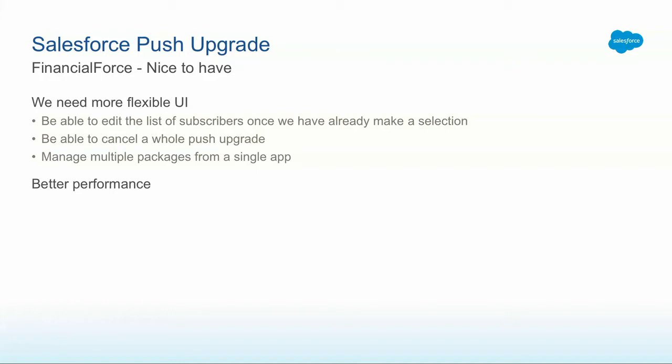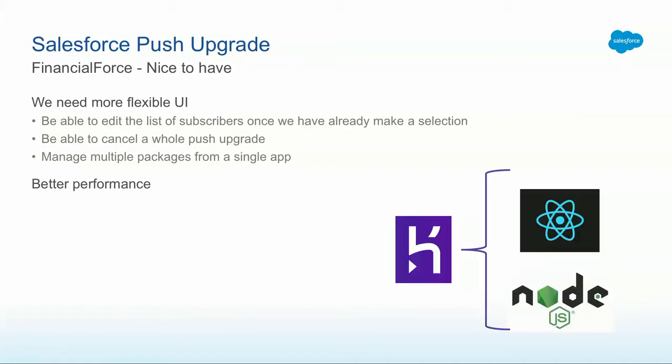In addition to that, due to the high volume of subscribers we have right now in the company, sometimes we had to wait for several minutes until we were able to see the complete list of subscribers eligible for being pushed to a certain version. In these cases, we need a bit more performance. So we decided to build an application in Heroku. In this case, we did it with Node for the backend and React for the frontend.